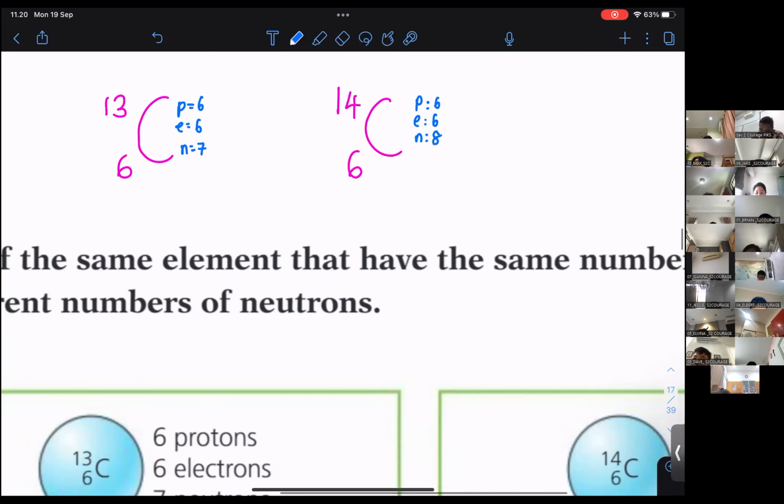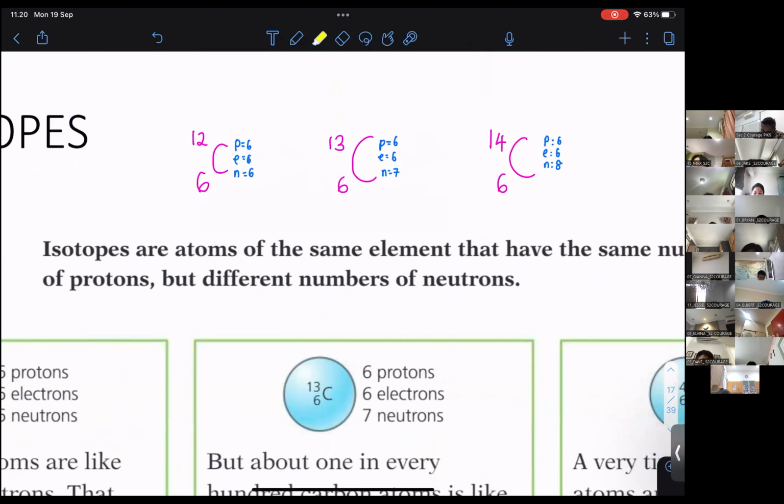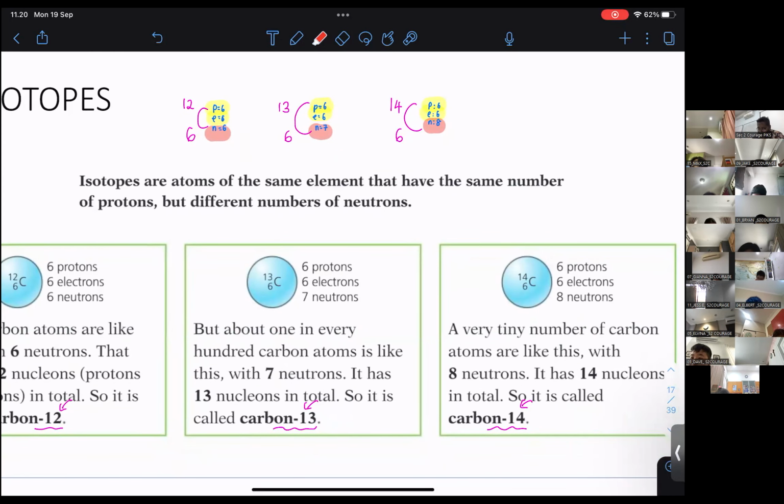If you look over here, the proton and electron are all the same. The only thing that is different is the number of neutrons. This different number of neutrons gives rise to different mass numbers, because the nucleon number is different. So that's why isotopes are the same element, with the same number of protons but a different number of neutrons.